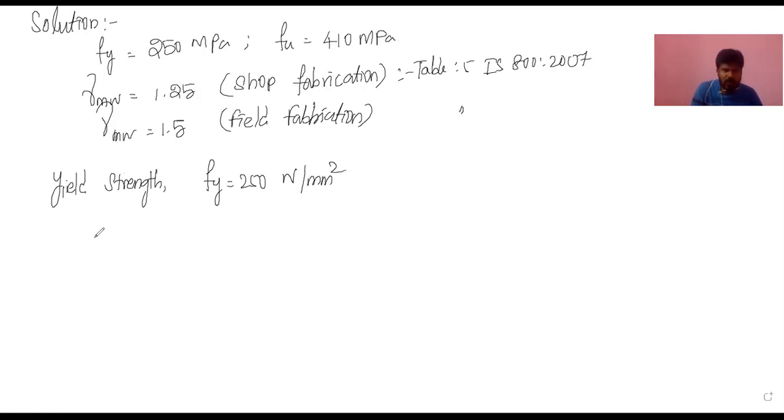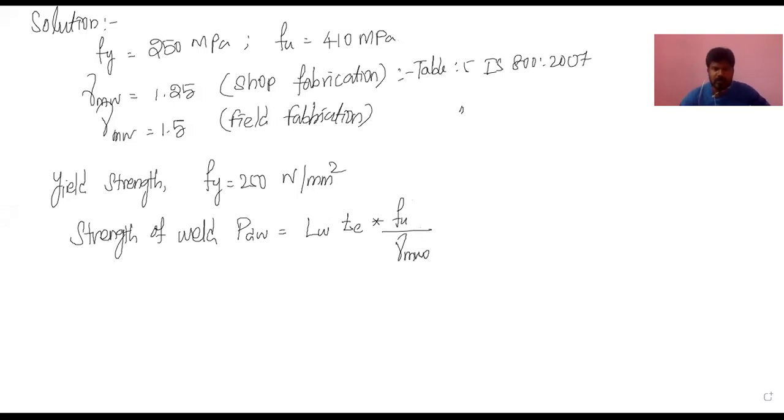Now the formula, strength of weld, Pdw is equal to length of weld into effective throat thickness into, the normal formula we are going to have, Fu divided by root 3 gamma mw. Sorry, gamma mw. I will share the screen of the formula.